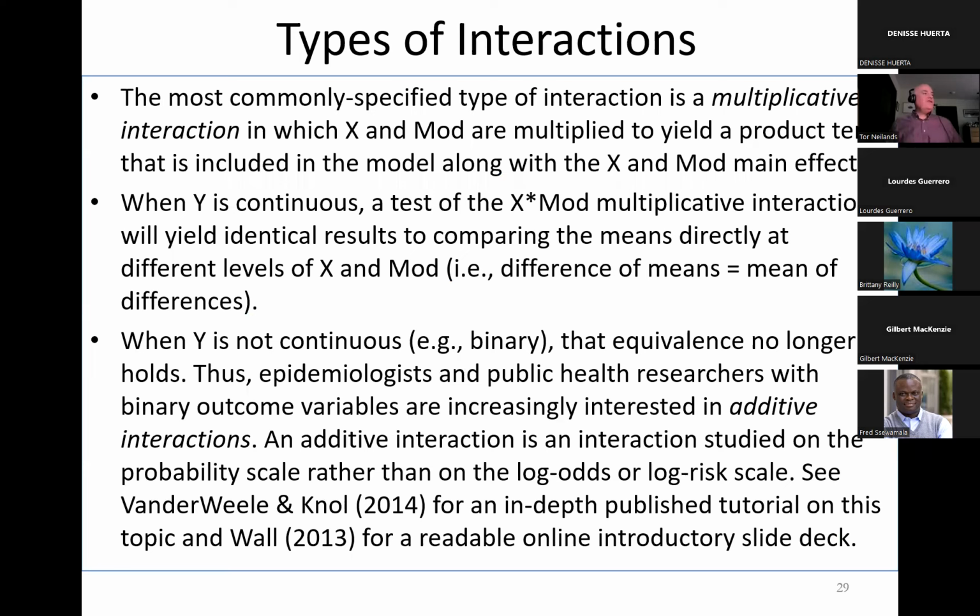And usually when we set up interactions, we specify multiplicative interactions in which X and mod are multiplied to yield a product term that's included in our models along with the X and mod main effects. When Y is continuous and you're using a linear model, the X times mod multiplicative interaction will yield identical results to comparing the estimated means from the model directly at different levels of X and mod. But when Y is not continuous, for instance, when it's binary, that equivalence no longer holds.